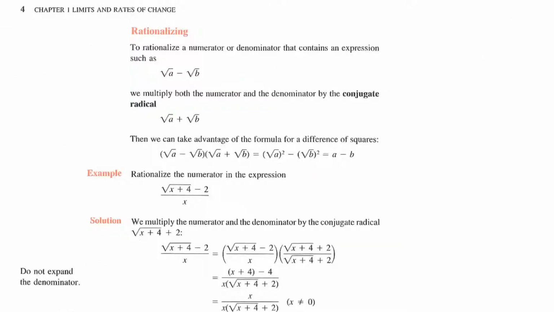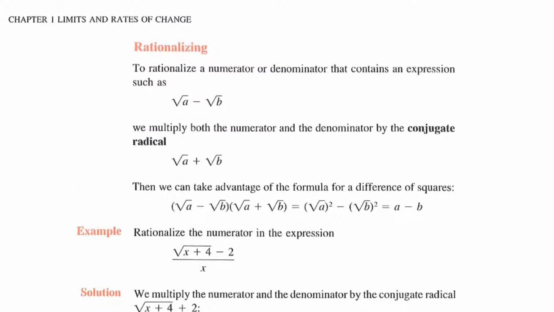After talking a little bit about factoring, the book explains a little bit about rationalizing. To rationalize a numerator, if the numerator or the denominator of a fraction contains an expression such as square root of a minus square root of b, we multiply both the numerator and the denominator by the conjugate radicals.